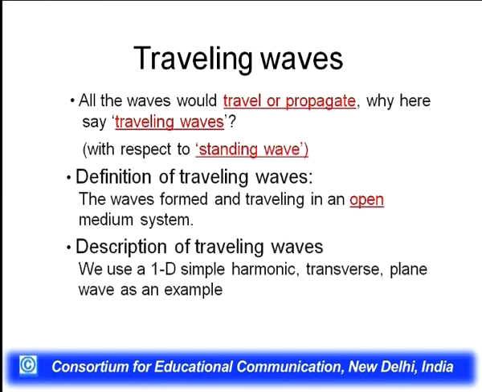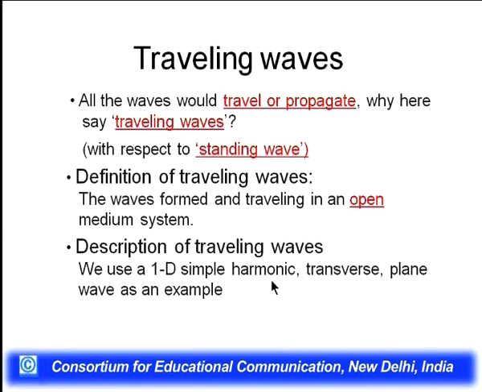Now, traveling waves: all the waves travel or propagate. When we say propagation of the wave, we are talking about the traveling of the waves. Why are we calling them traveling waves? We call them traveling waves with respect to standing waves or stationary waves. Standing waves are where we do not have any movement, while traveling waves are moving continuously. The definition of traveling waves: waves formed and traveling in an open medium system are known as traveling waves.